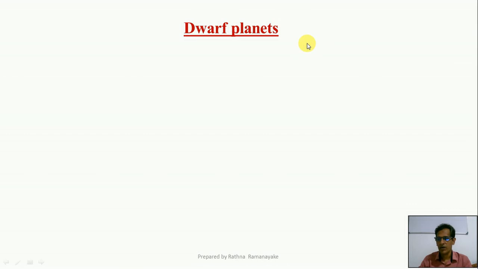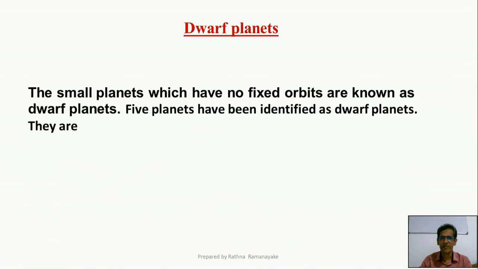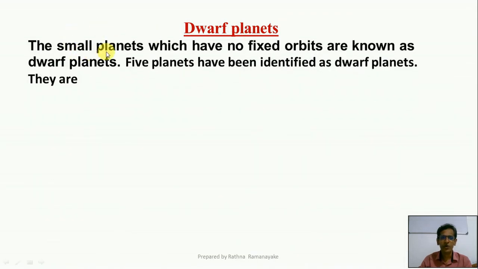Okay, now I am going to discuss about dwarf planets. Dwarf planets. The small planets which have no fixed orbits are known as dwarf planets. Right? 5 planets have been identified as dwarf planets.